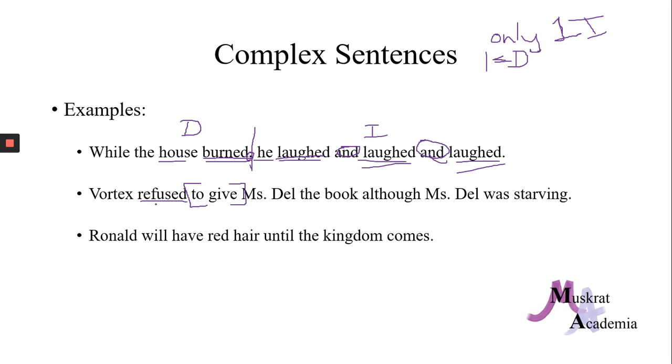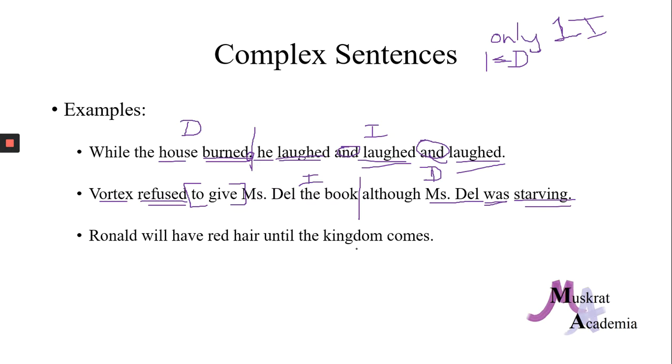So Vortex refused. Refused is another verb. Miss Dell the book, although Miss Dell was starving. More verbs. Who refused? Vortex did. Who was starving? Miss Dell was. All right, so Vortex refused to give Miss Dell the book. Stand by itself, independent. Although is a key word here. Although Miss Dell was starving cannot stand by itself. Dependent. You have independent plus dependent clause, complex sentence.